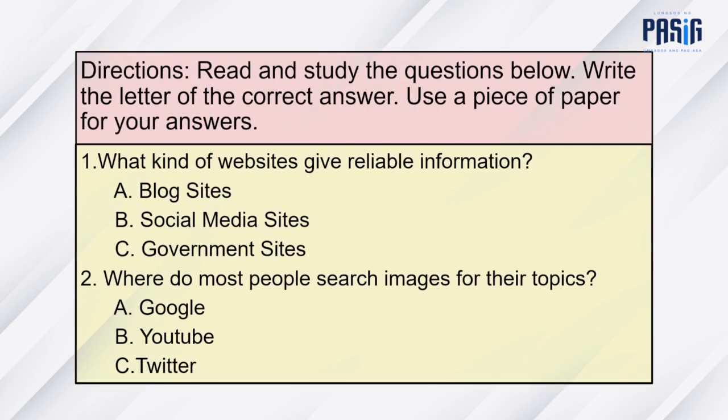1. What kind of websites give reliable information? A. Blog sites. B. Social media sites. C. Government sites. 2. Where do most people search images for their topics? A. Google. B. YouTube. C. Twitter.